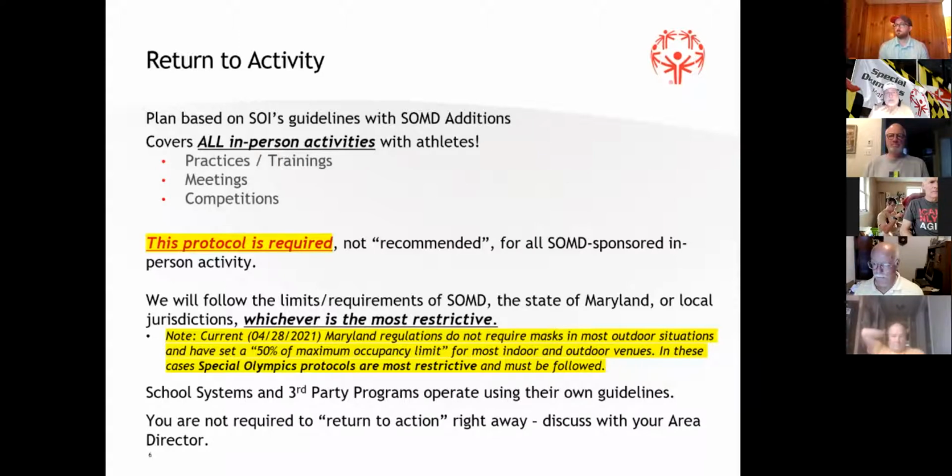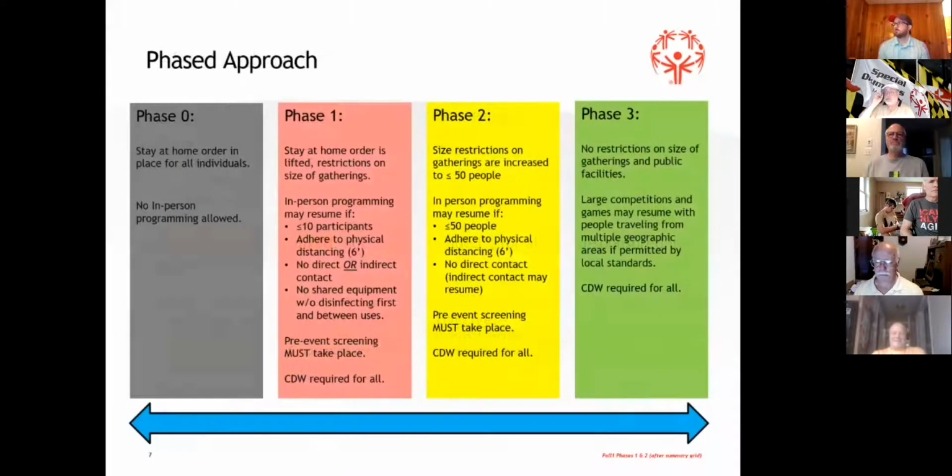Also, you don't have to return to activity right away, and you need to look at your own comfort level. Discuss all that with your area director, and he or she will assist you in making those decisions.